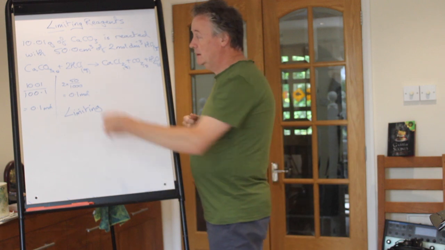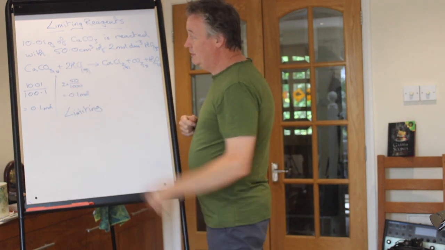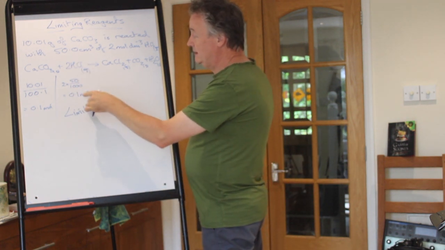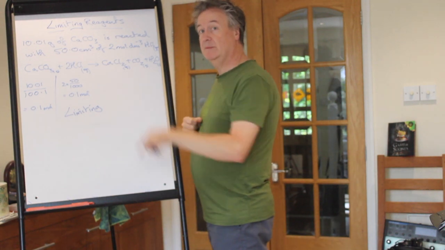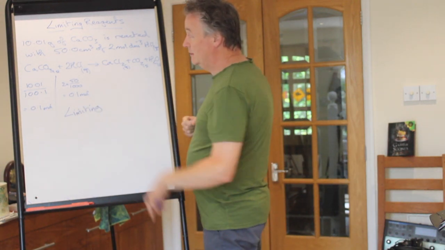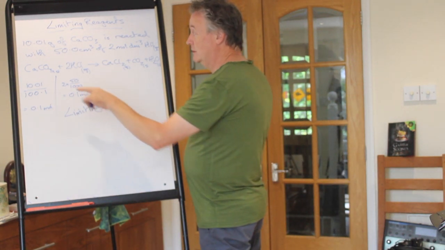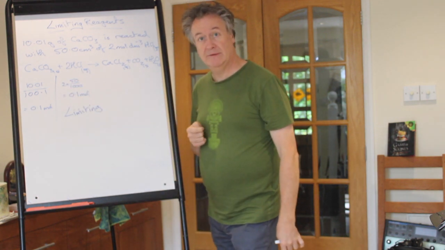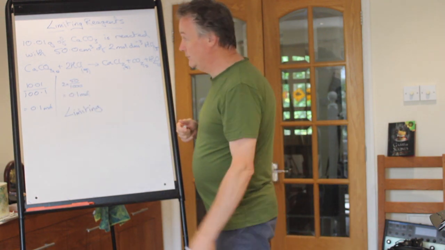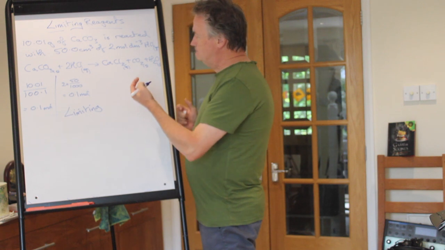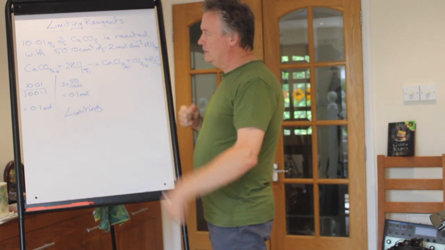Or you could do it the other way. 0.1 moles of HCl, it would only need 0.05 moles of calcium carbonate to react it all the way. There's more than that, so this is going to run out and it's going to leave some calcium carbonate left over, 0.05 moles left over. That's kind of it, really.